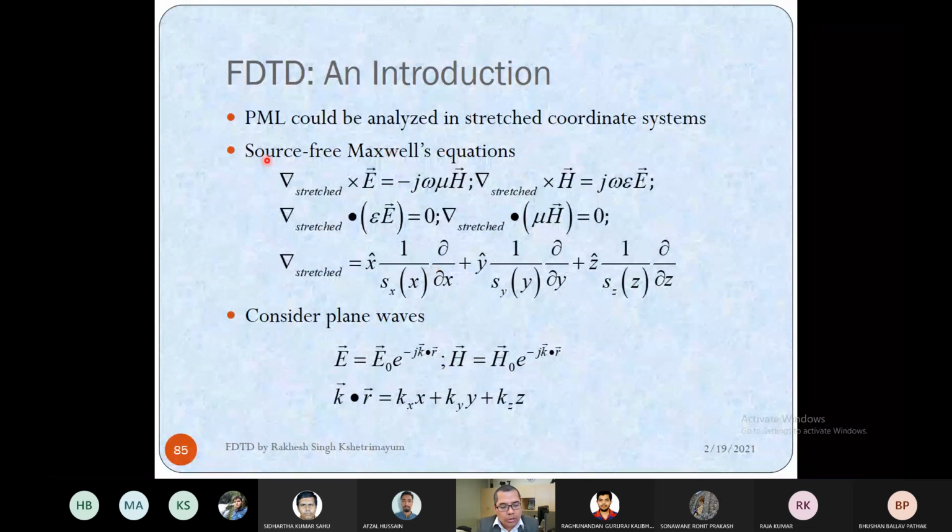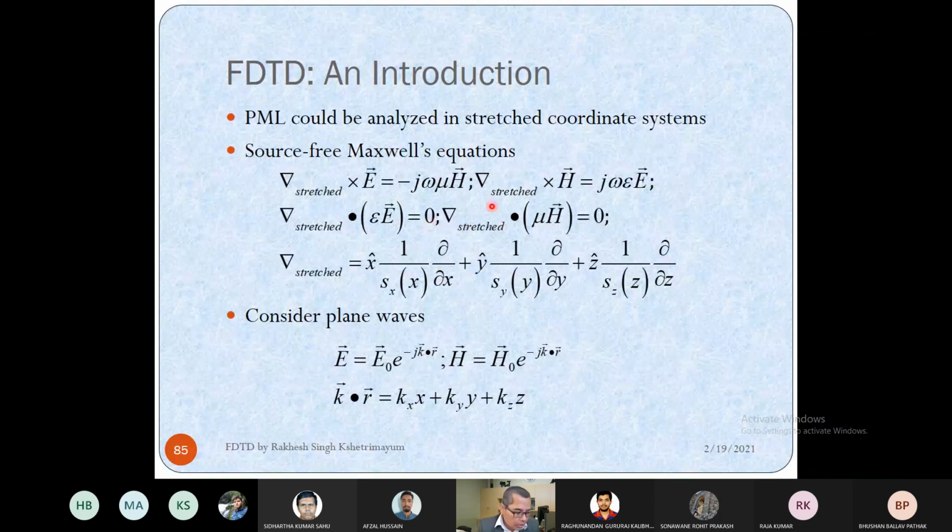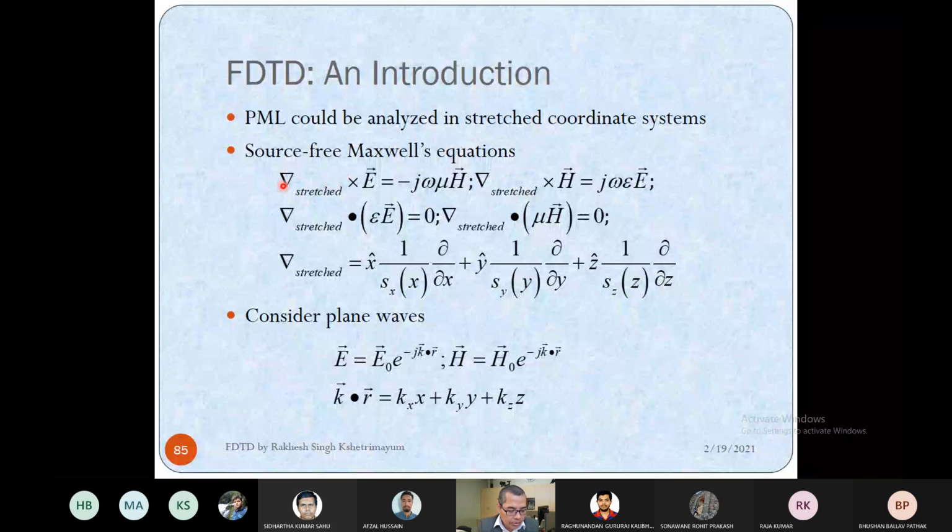So let us consider the source-free Maxwell equations. Curl of E is equal to minus j omega mu H. Curl of H is equal to j omega epsilon E. And divergence of D is equal to 0. Source-free region, so we don't have any charges, we don't have any kind of sources here. The only thing is that now we are analyzing these Maxwell equations in another coordinate system, which is called the stretched coordinate system.